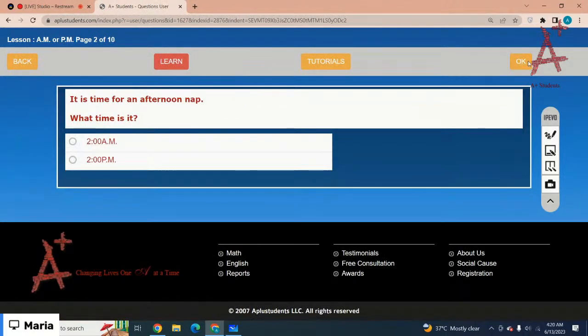It is the time for an afternoon nap. What time is it? So which is the correct option? Noon means at 12 and afternoon means it would be after the noon. So it would be afternoon. So the time is 2 p.m. Got it? Very good. After the afternoon is PM.